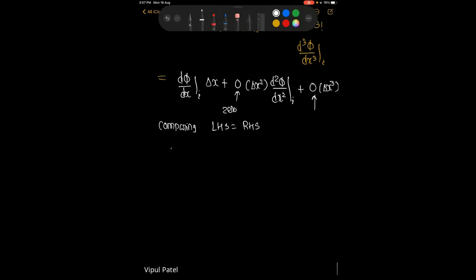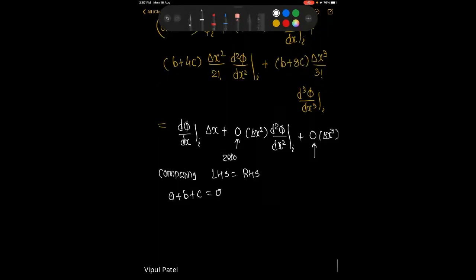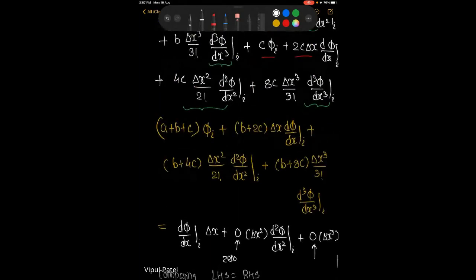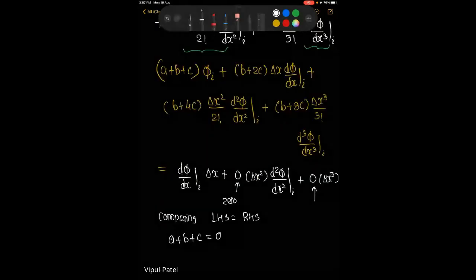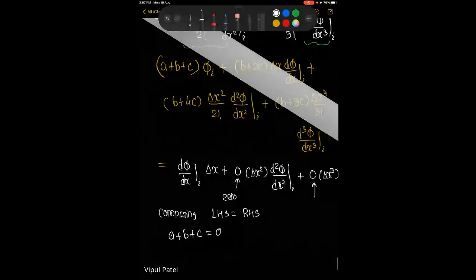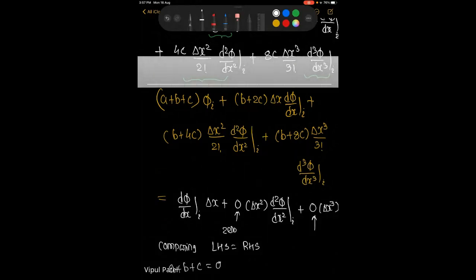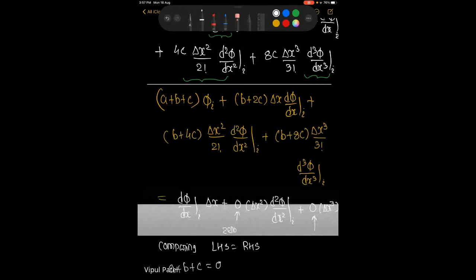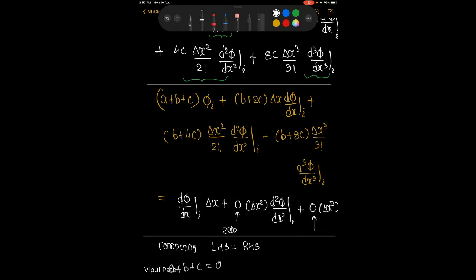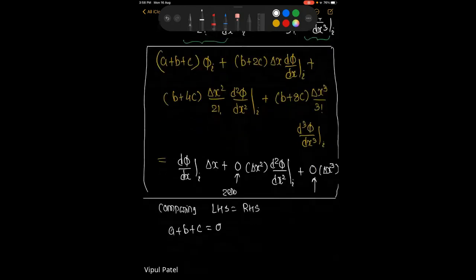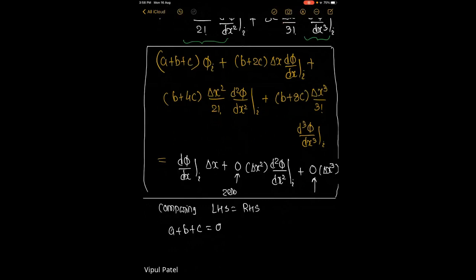So with that I can say that a plus b plus c is equal to 0 because I don't have any term on the right hand side which has a phi I term only. So we are actually comparing only these two terms, left hand side and right hand side. Right, so now a plus b plus c is equal to 0, as you can see that there is no term of phi I on the right hand side.